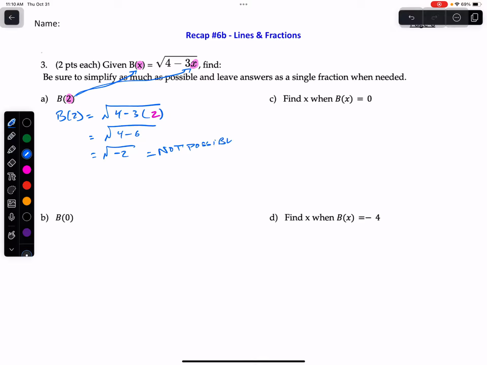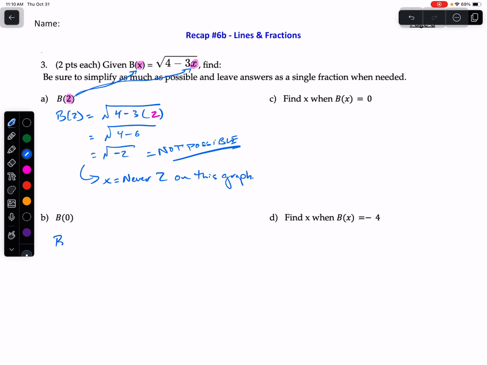And what does that mean for the graph? That means that x is never 2 on this graph. We just can't put in an x of 2. It doesn't exist on the graph. We'll find that the graph goes a bunch of other places, but never touches x equals 2.